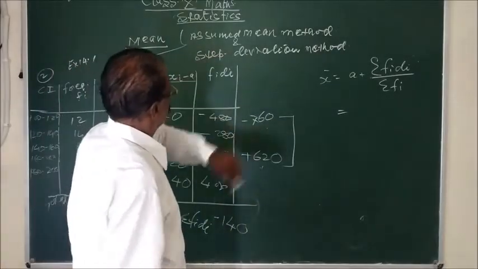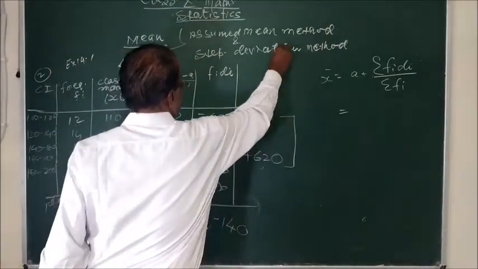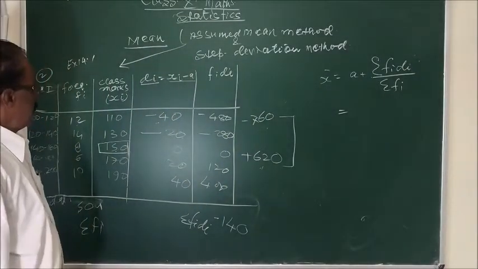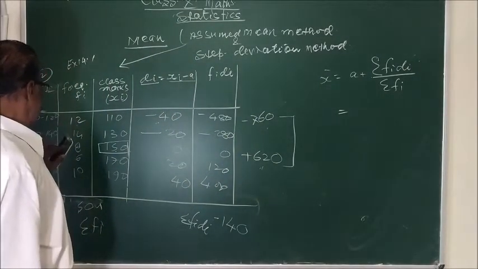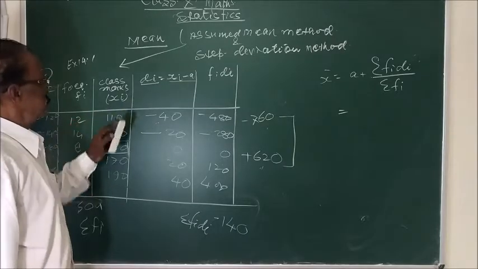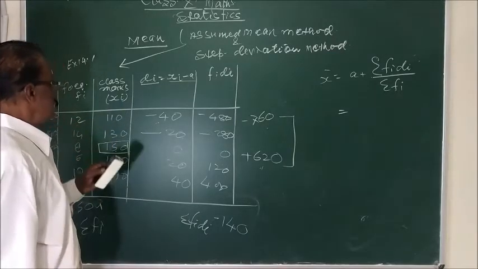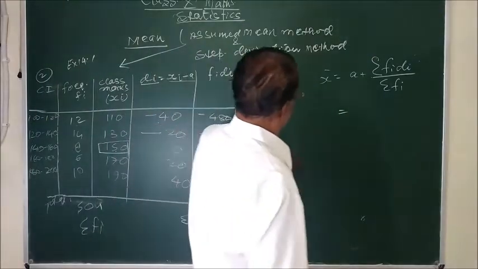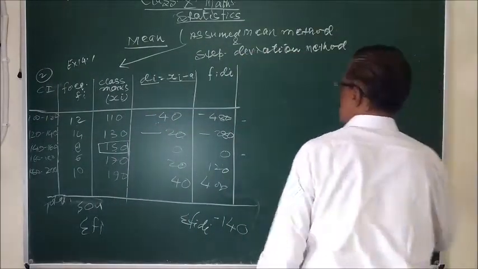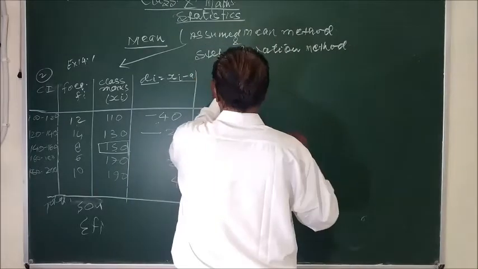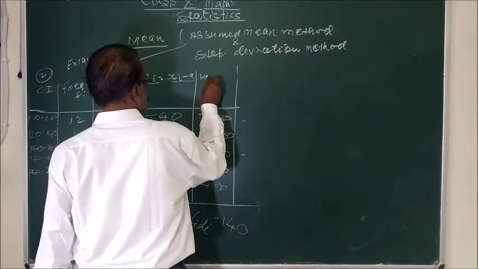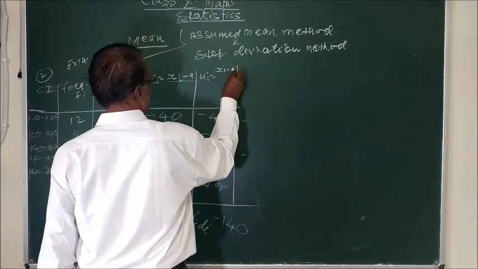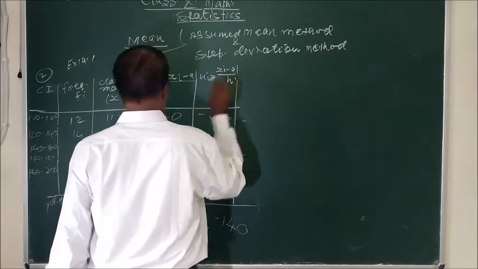Now I come to the step deviation method. Now the same question, the question is the same, and you will try to solve by step deviation. So it's step deviation with two more columns. One column is ui, it is called, this is xi minus a upon h.